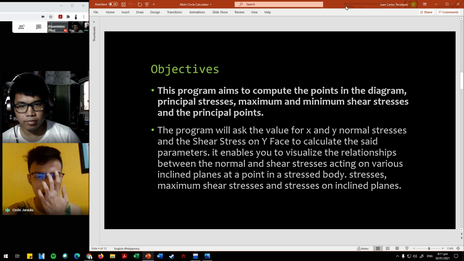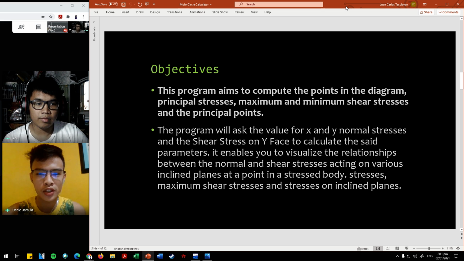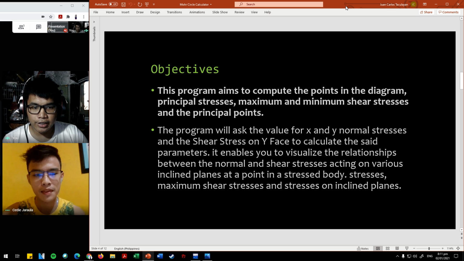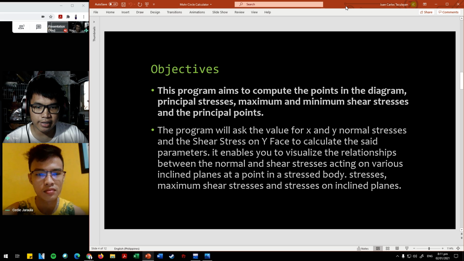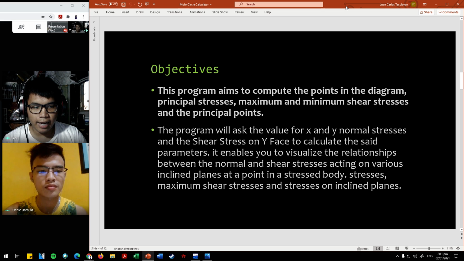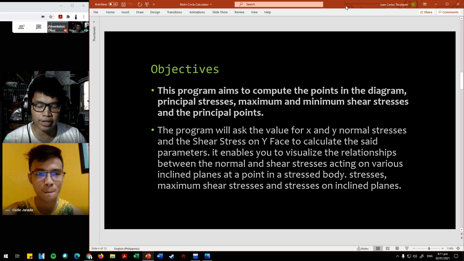For the objectives, this program aims to compute the points in the diagram, principal stresses, maximum and minimum shear stresses, and the principal points. Also, the program will ask the value for x and y normal stresses and the shear stress on the y face to calculate the said parameters. It enables you to visualize the relationships between the normal and shear stresses acting on various inclined planes at a point in a stressed body, maximum shear stresses, and stresses on inclined planes.